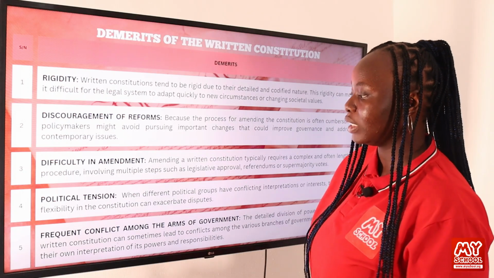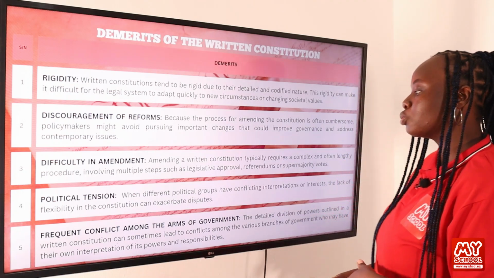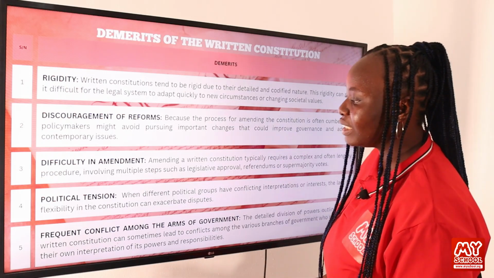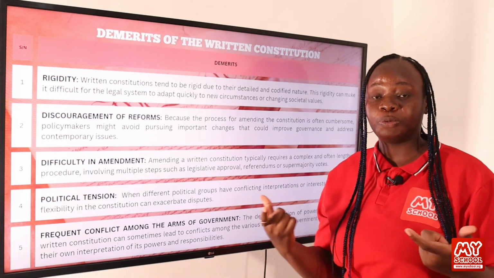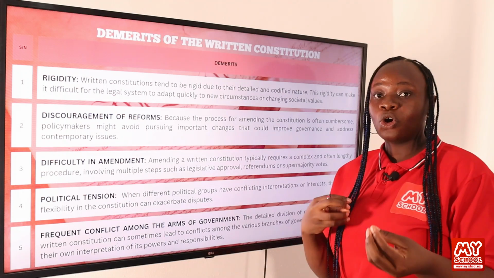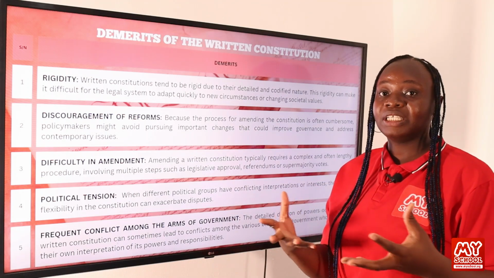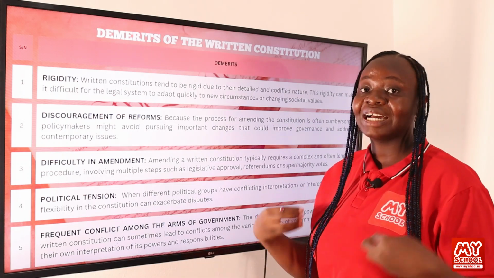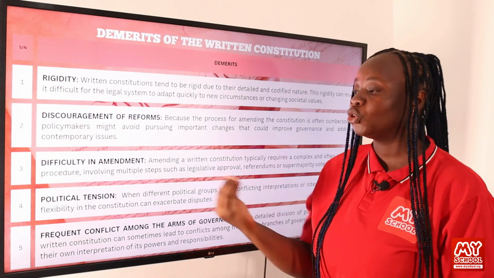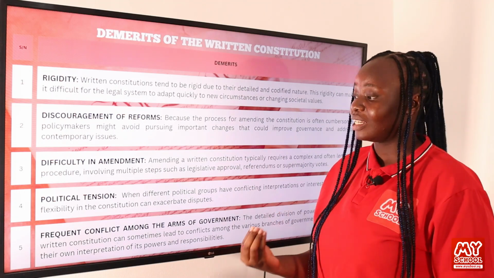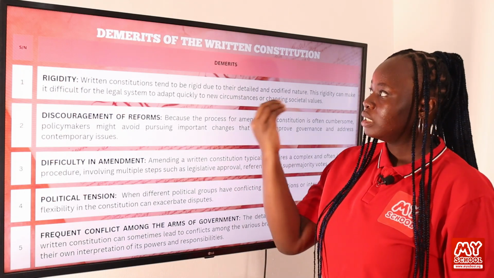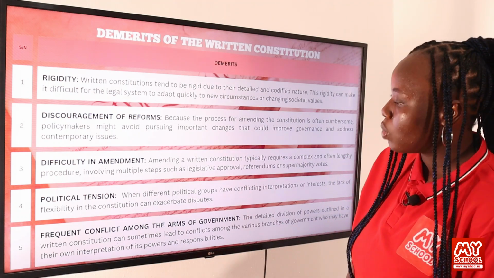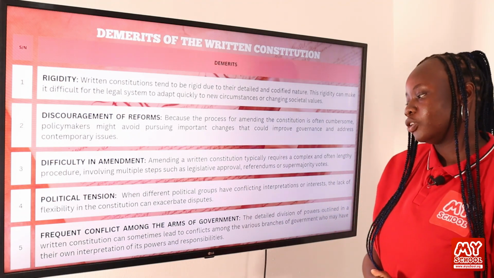Then we have political tension. When different political groups have conflicting interpretations or interests, the lack of flexibility in the constitution can exacerbate disputes. Based on how these laws have been existing for a while, people can find loopholes in this constitution and they can take advantage of that. This can lead to a lot of political tension in that country. And because of that, there is a demerit for the written constitution. Then we have frequent conflicts among the arms of government.